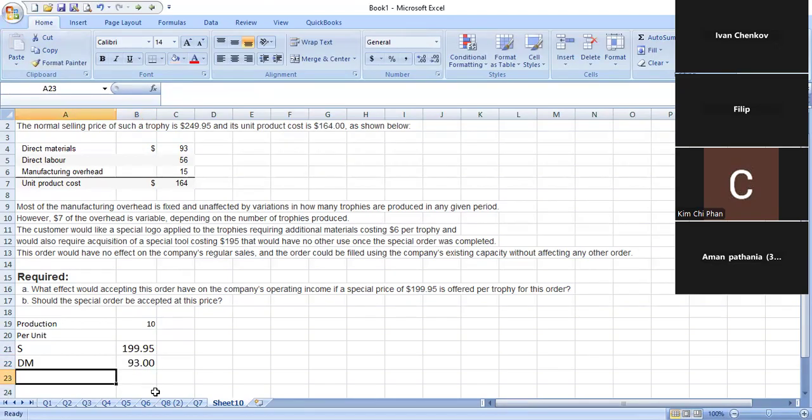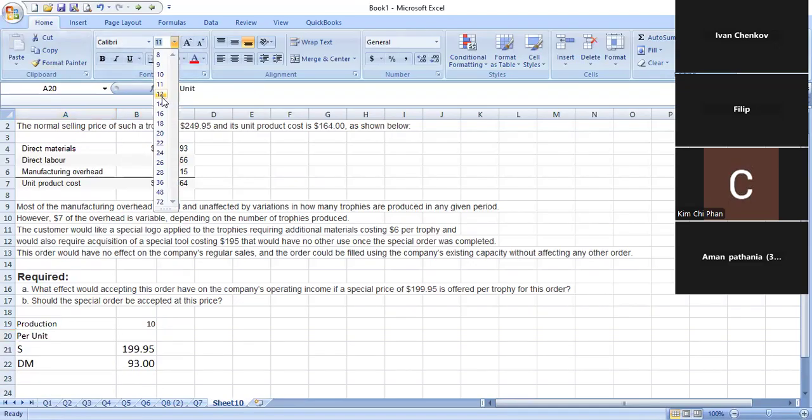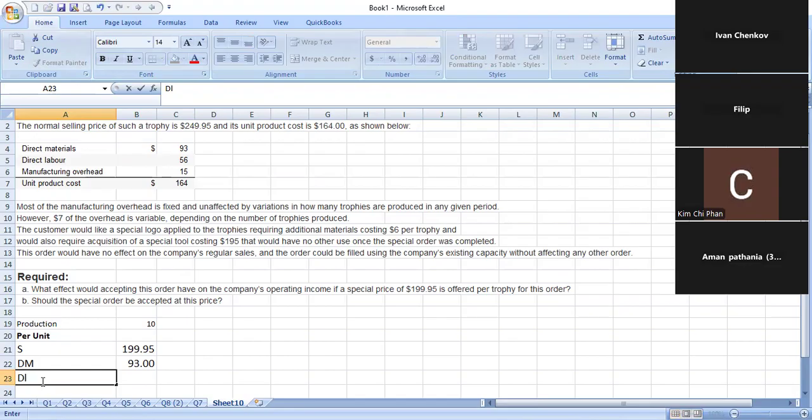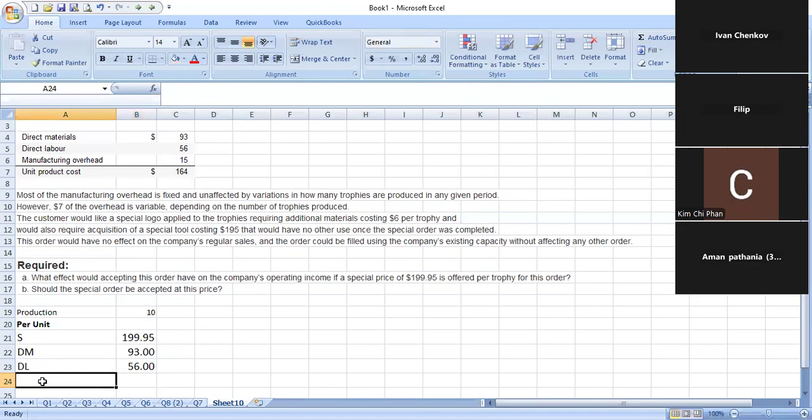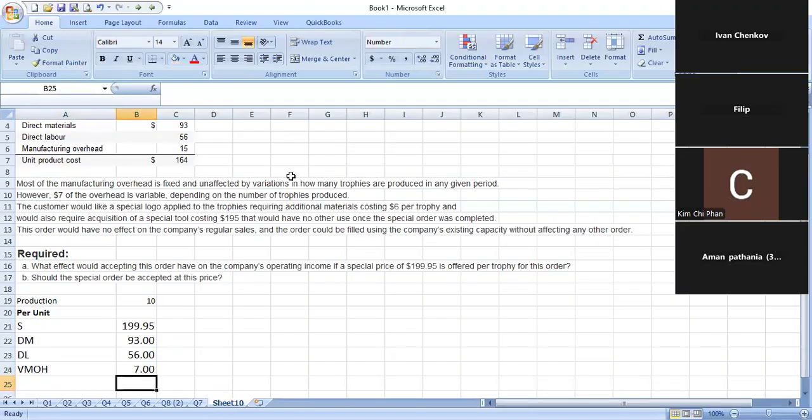Okay, so the next thing, we are staying per unit. Do you understand this? I'm doing this calculation per unit. Next one, direct labor. Do I need it? Absolutely, yes. $56. After this, what else do I need? Manufacturing overhead, the variable part. That will be $7 of variable manufacturing overhead. And what else do I need? The special equipment, which costs me $195. So I need the special equipment to produce the 10, correct? Yes.